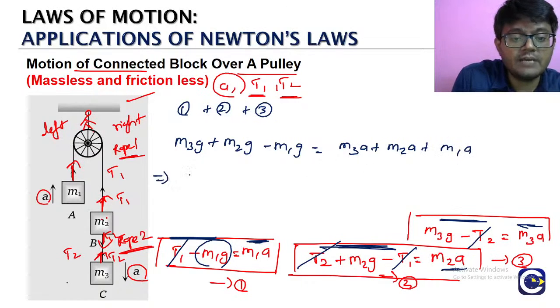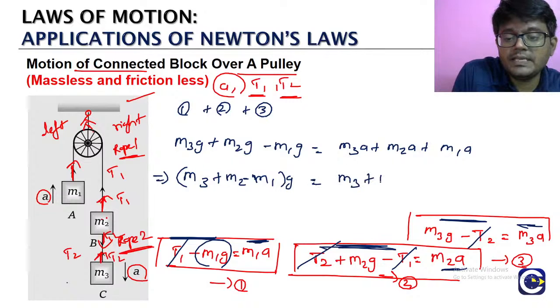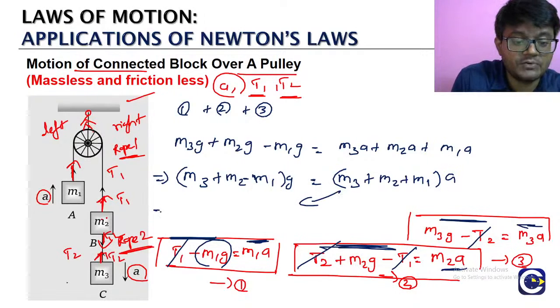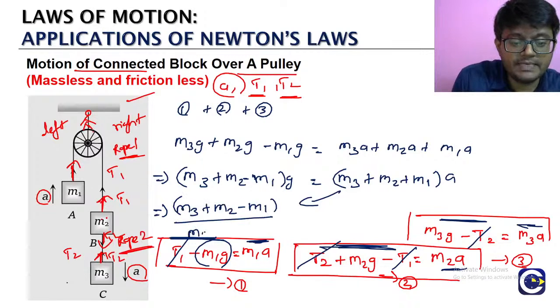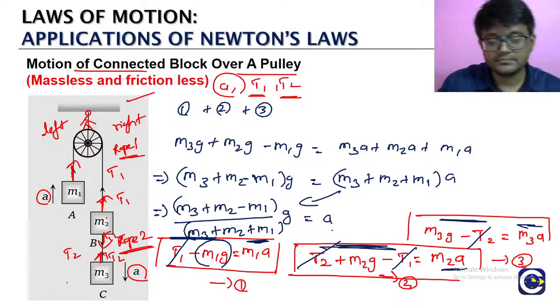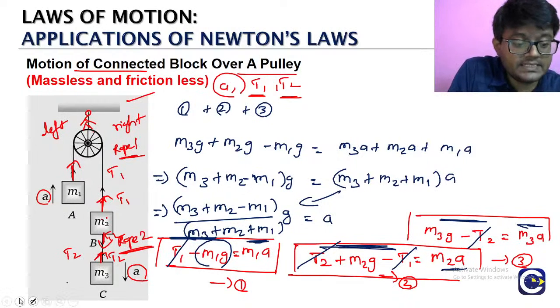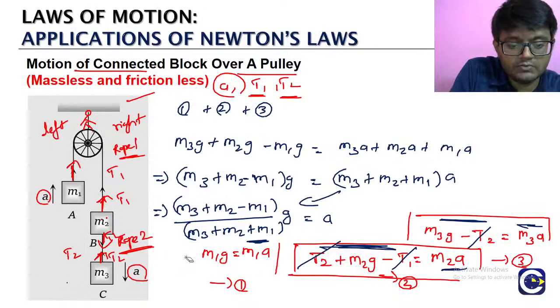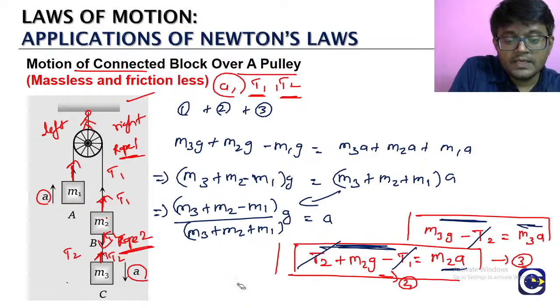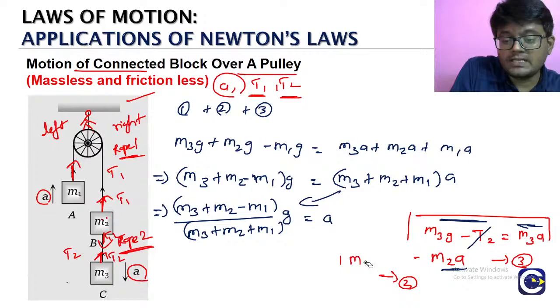So here if you see, (m3 plus m2 minus m1) into g is equal to (m3 plus m2 plus m1) into a. We are looking for a, so we will bring this to the left side. (m3 plus m2 minus m1) divided by (m3 plus m2 plus m1) into g is equal to a. So you see, there is something interesting, just like the way we discussed before in the case of just the 2 blocks. m3 plus m2 means the total mass on the right side.